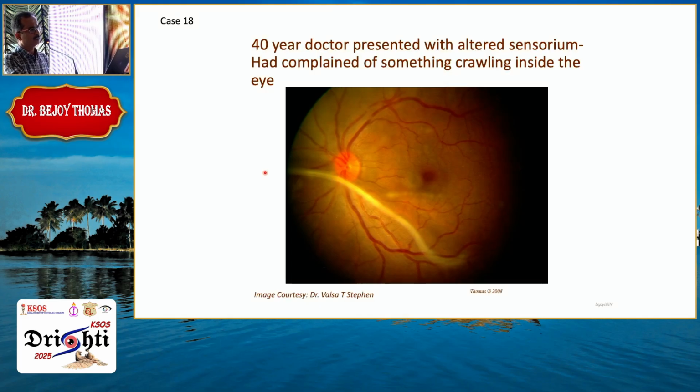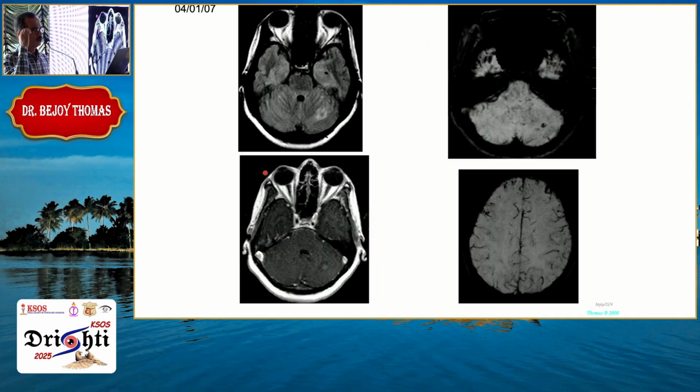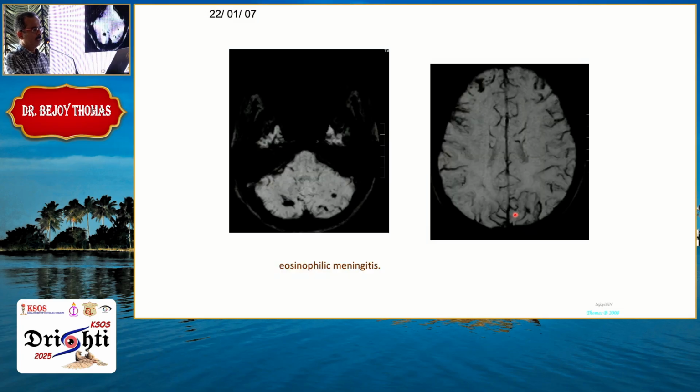A 40-year-old doctor presented with altered sensorium and complained of something crawling inside her eye. This was an old case. You can see there was some hyperintensity in the cerebellum. This was in 2007, when we had the SWI sequence as a new sequence, so we tried it. You can see some hypointensities there, then very subtle enhancement, and we didn't know what it was. Again you can see hypointensities, susceptibility blooming, and after 2 weeks there was a further increase. Because she was seeing this, a vitrectomy was done.